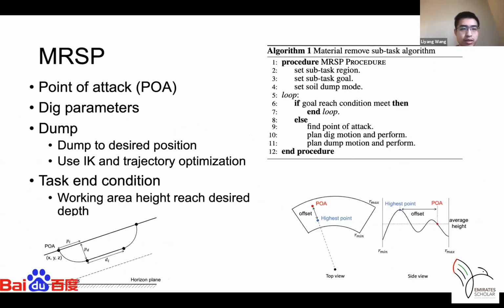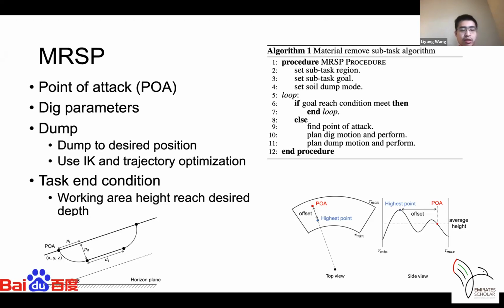And this is a detailed design for our MRSP. First, we find the point of attack, which is a POA. Here is where the excavator bucket point will attack the terrain. And then we find the dig parameters. In the left figures, we see the parameters for a dig. The POA has a position of X, Y, and Z.